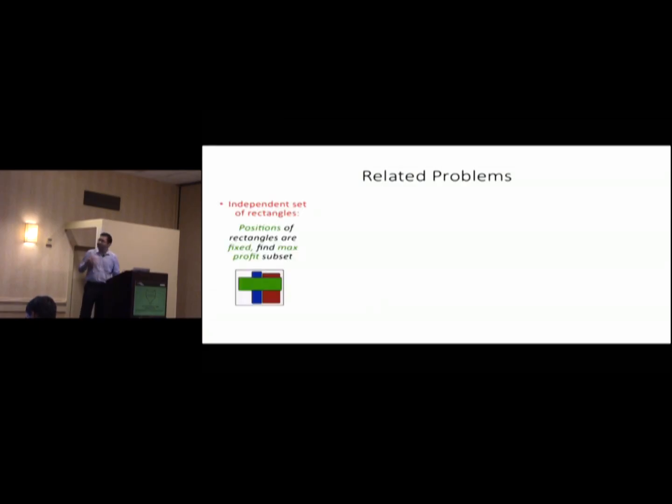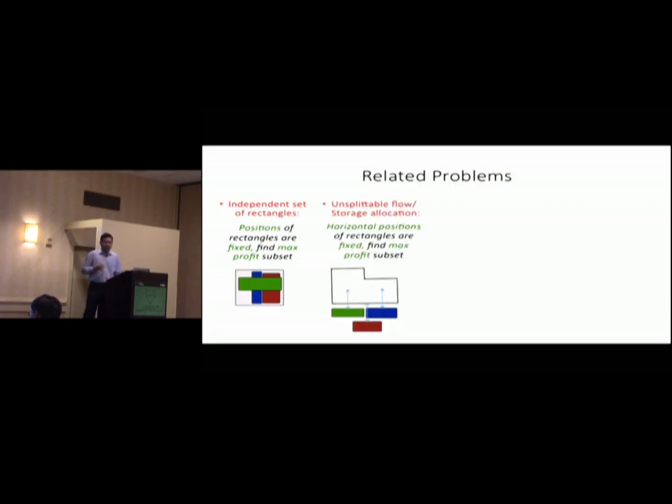There are several important problems related to this problem, such as independent set of rectangles, where positions of rectangles are fixed, and the goal is to find a maximum profit subset of rectangles which are non-overlapping. Then there is unsplittable flow or storage allocation problem, where horizontal positions of the rectangles are fixed. You can move them vertically, and the goal is to find a maximum profit subset that satisfies the capacity constraints.